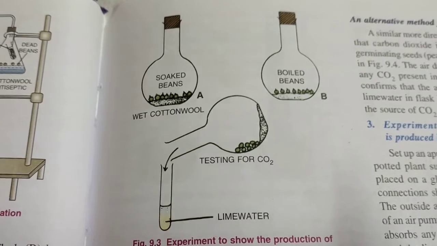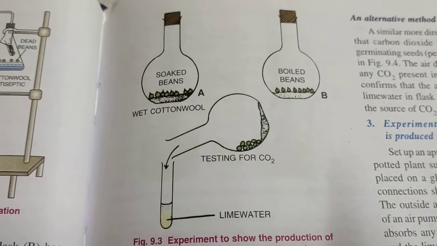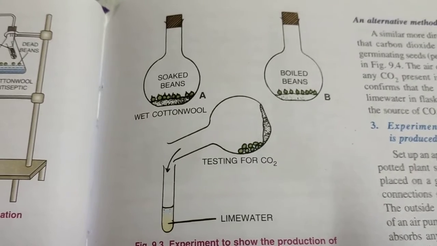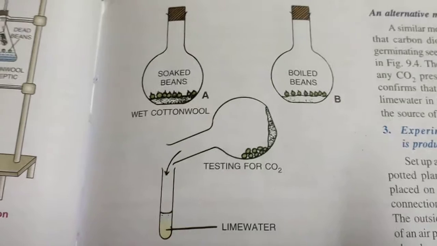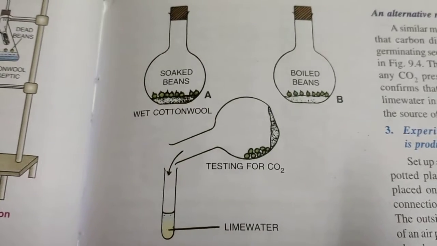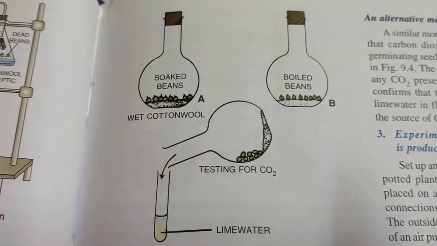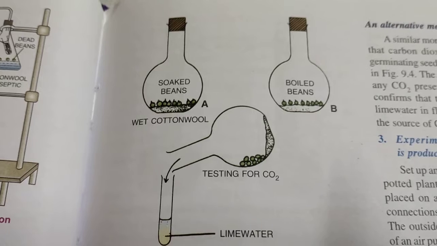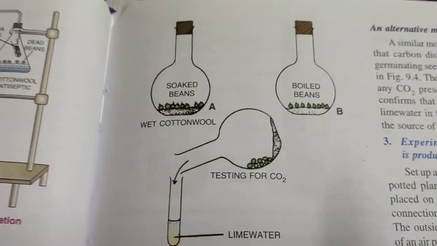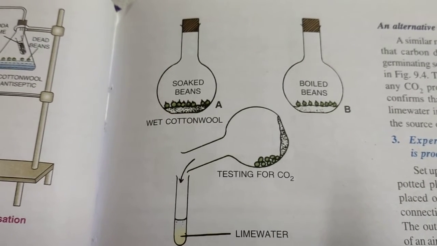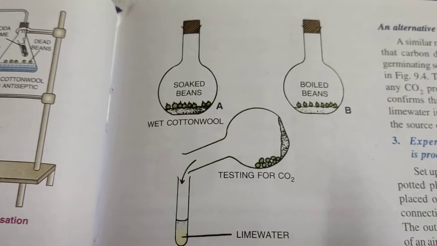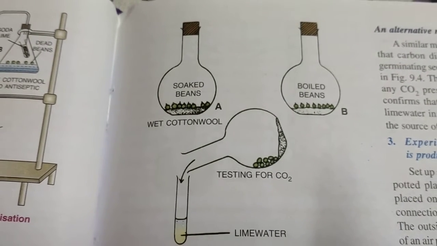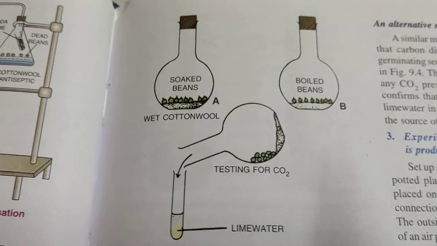Next experiment you see, it is to prove that carbon dioxide is produced during respiration. Now for this we have taken two flasks, A and B. Again we have placed some wet cotton wool at the bottom, and in flask A we have placed some soaked seeds and an equal number of boiled seeds, that means dead beans, I have placed in flask B.